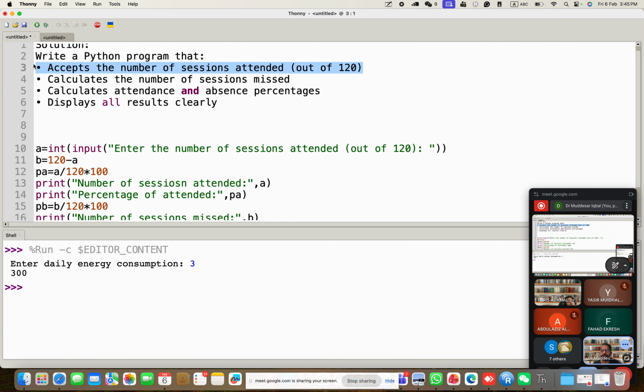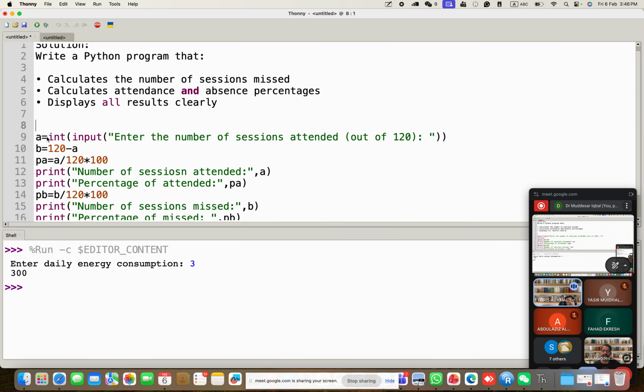All right. The next thing it says is calculate the number of sessions missed. So you just calculated it here. If you attended, let's say whatever, to calculate the missed ones, because there are 120 in total, you have to subtract that from 120, and that's missed. Doctor, if I put 120 minus 120, I can. Let me put this in such a way that it relates to you.